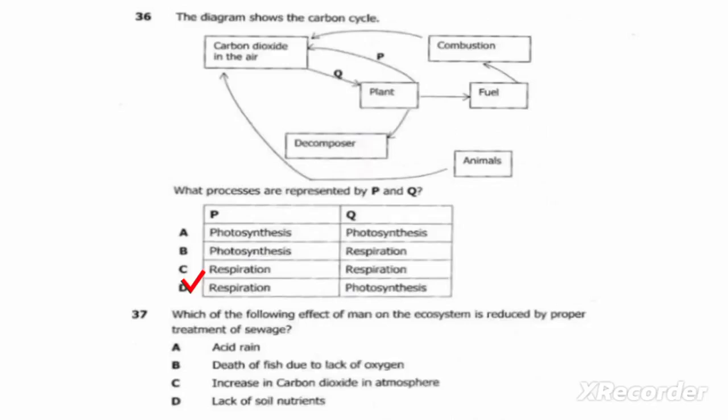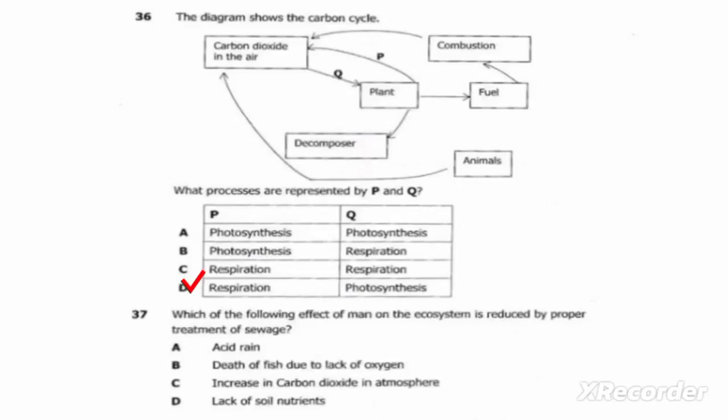We shift to question 37. The question reads, which of the following effects of man on the ecosystem is reduced by proper treatment of soil? A, acid rain. B, death of fish due to lack of oxygen. C, increase in carbon dioxide in atmosphere. D, lack of soil nutrition.